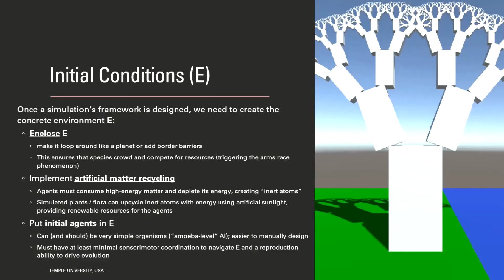These can just be very simple organisms, something you could coin amoeba level AI, which would be very easy to manually design as opposed to human level AI. And these agents just need a minimal sensory motor coordination to let them navigate the environment and a reproductive ability to drive evolution.